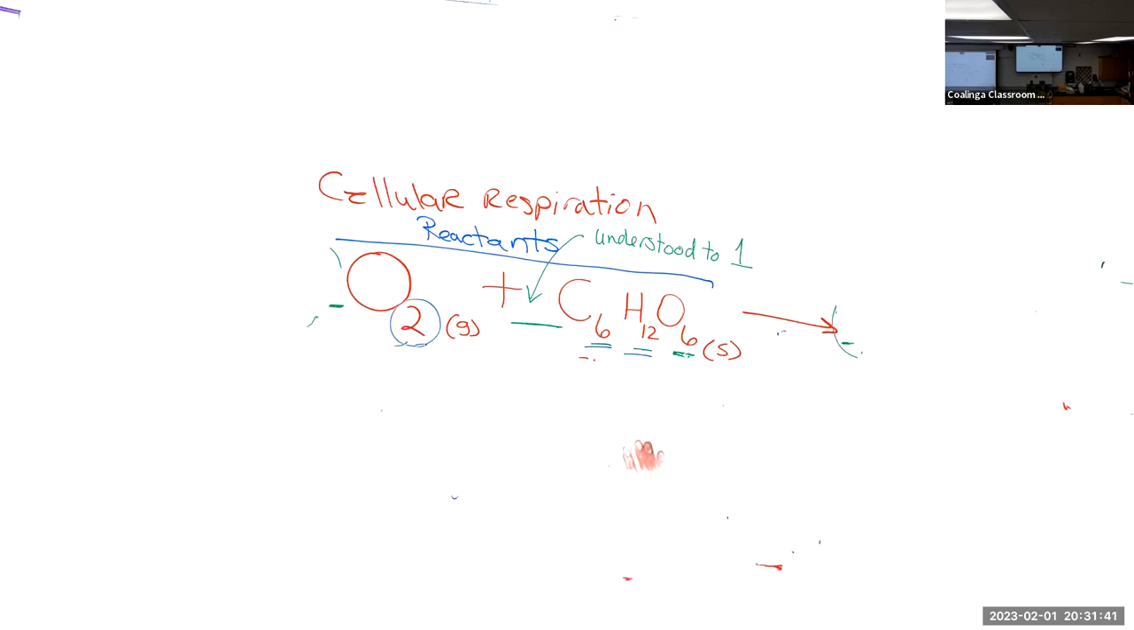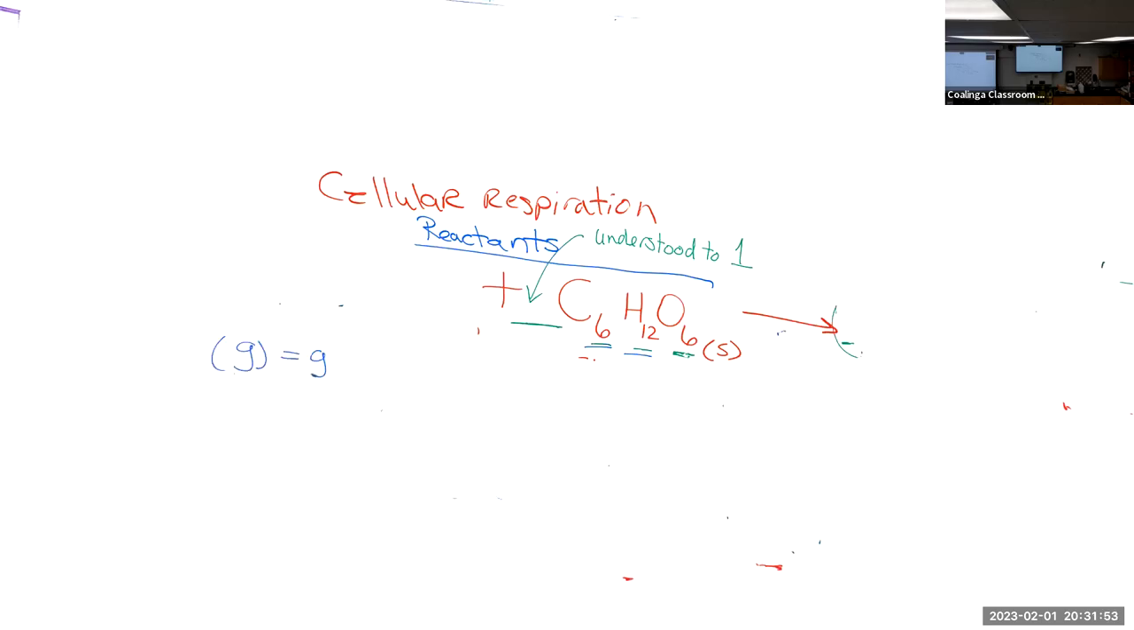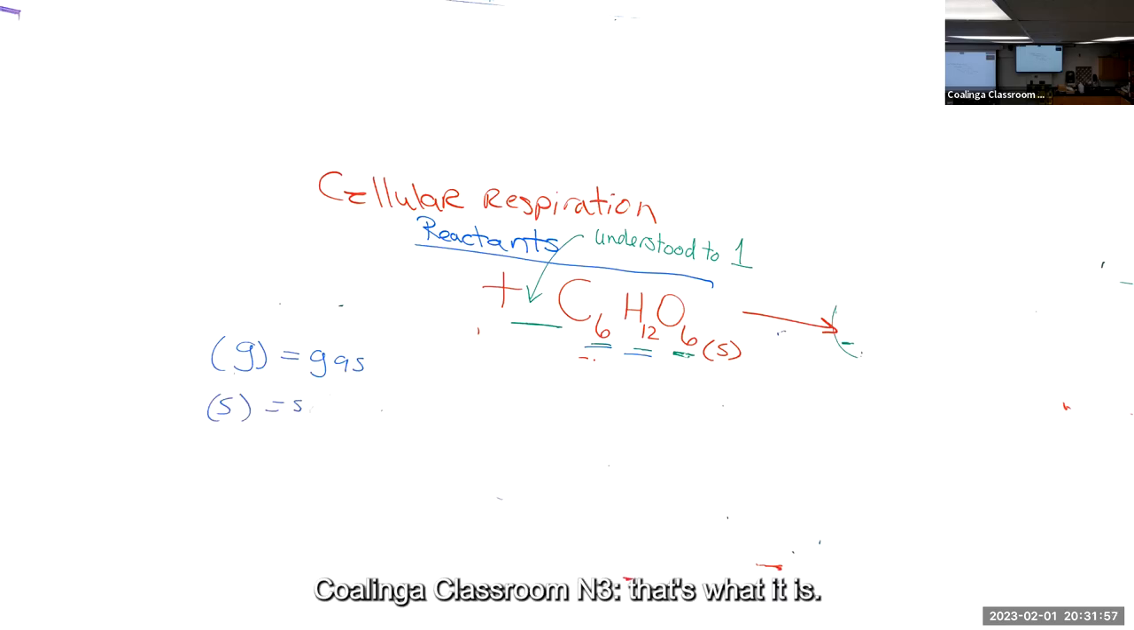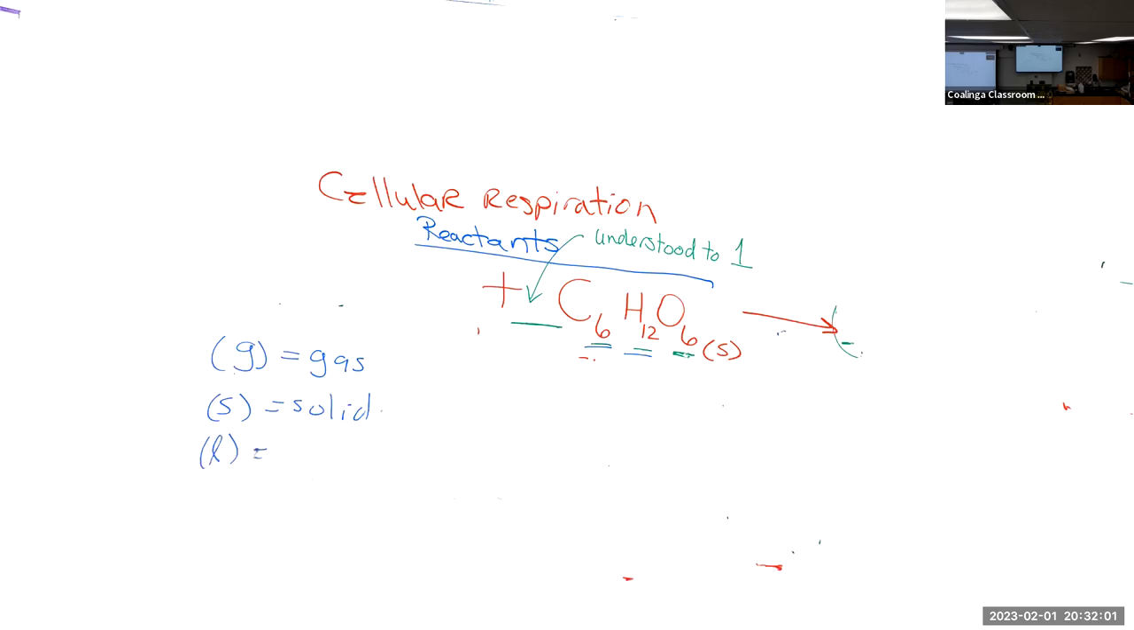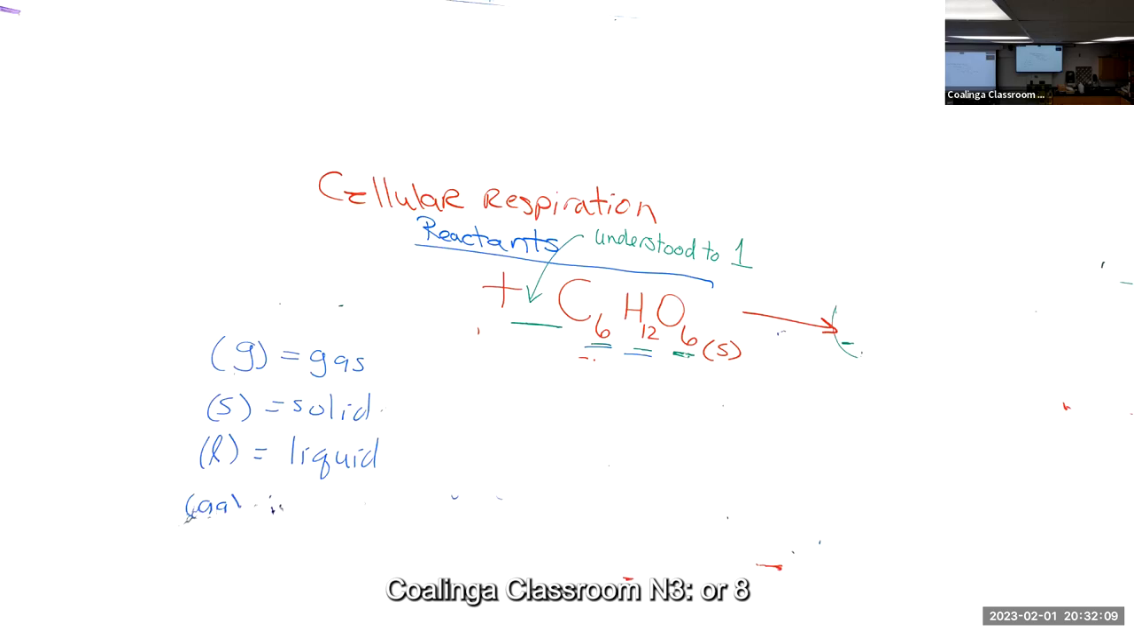Why do they have the G and the S? Good question. I forgot to tell you. When you see a G, G equals gas, S is solid, and that's what L is. And then sometimes you'll see AQ, which means in water, or aqueous.